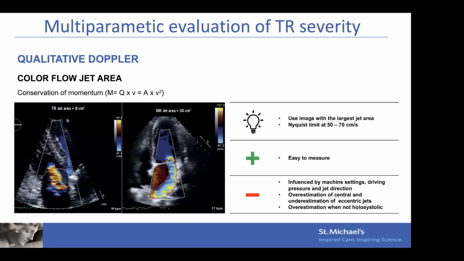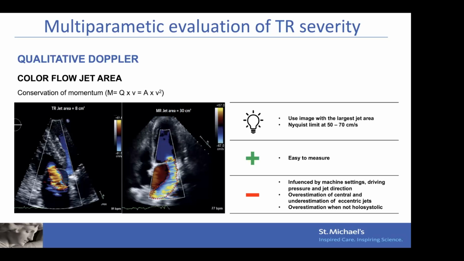The structural evaluations are then added to qualitative Doppler assessments. First of all, the color flow jet area, which is actually mainly determined by jet momentum. The main advantage is that it's very easy to measure, but there are also important downsides in that it's also influenced by machine settings such as your gain, but also by driving pressure and jet direction, because there's typically a lot of entrainment of blood within the right atrium from a jet, so the jet will appear larger than the actual regurgitated volume.